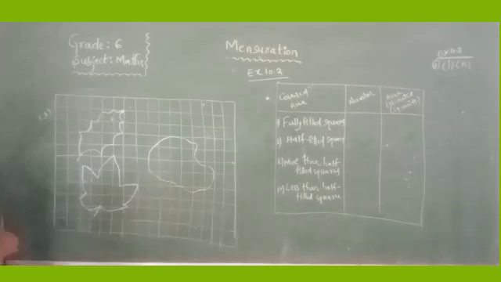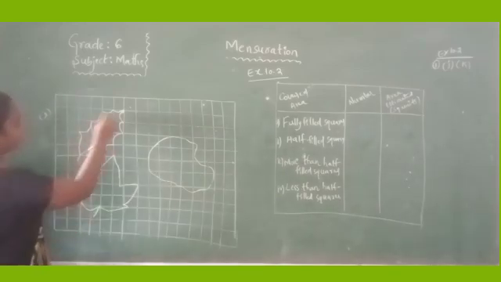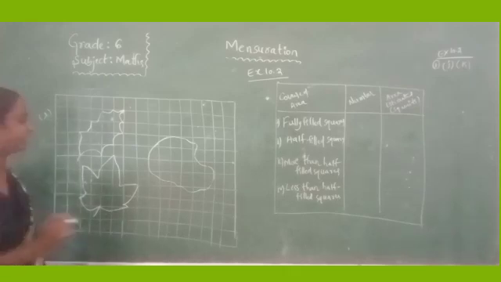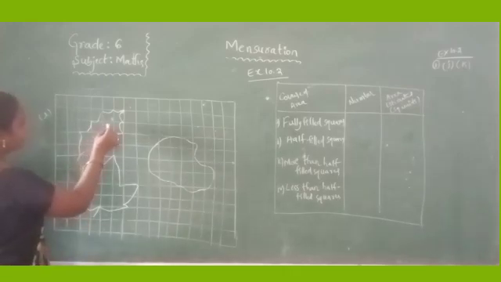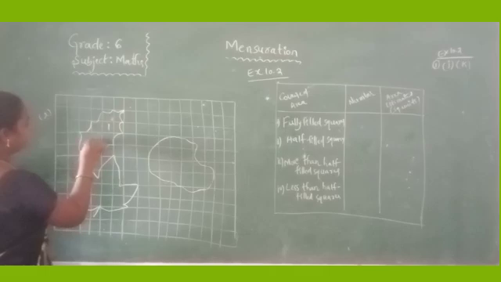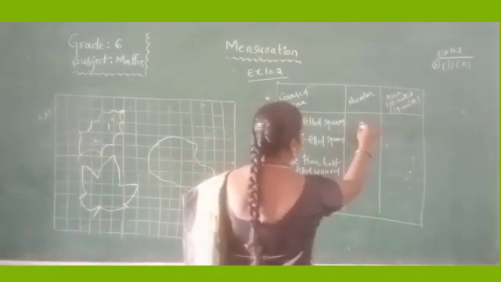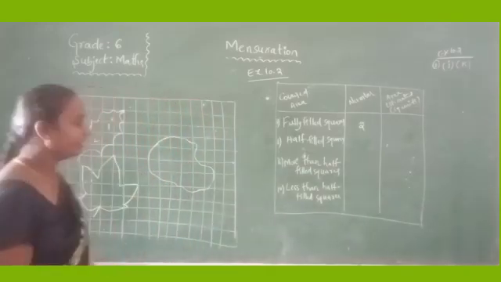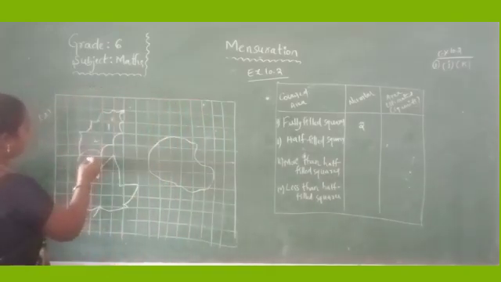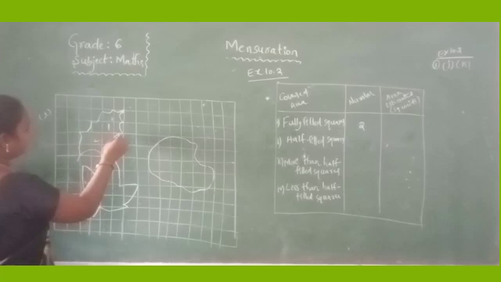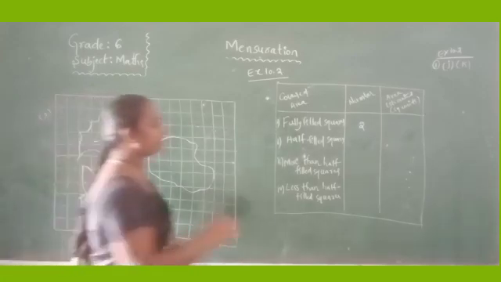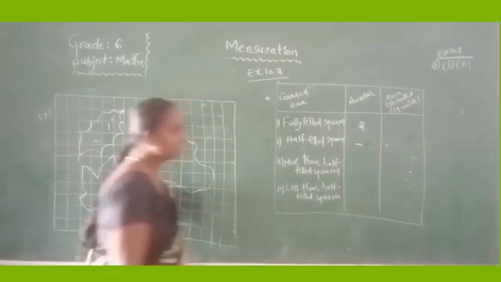First, full filled squares. How many full squares here? Observe this figure. Full square means one complete square box. That is 1. Right. 2. How many full squares are there? 2. Very good. Next, half filled squares. Exactly half is there? Is there no half filled square? So you leave that. There are no half filled squares.